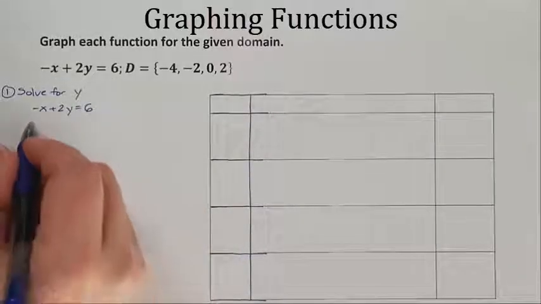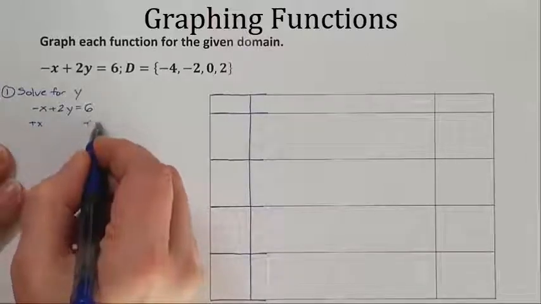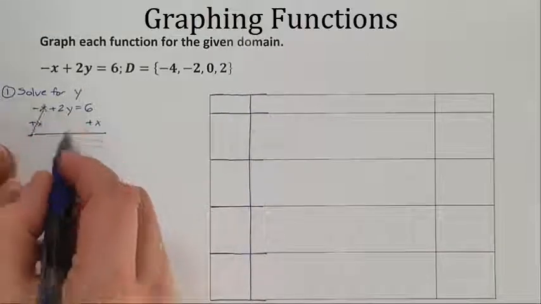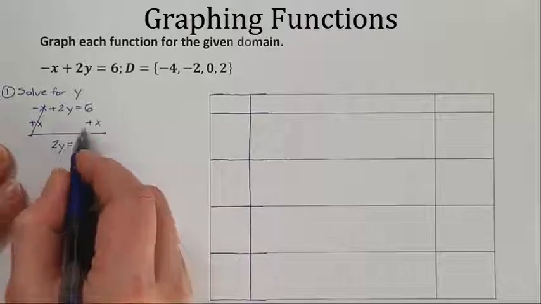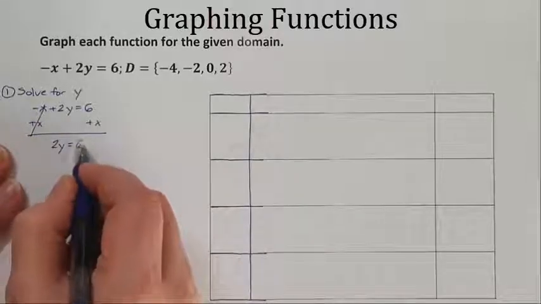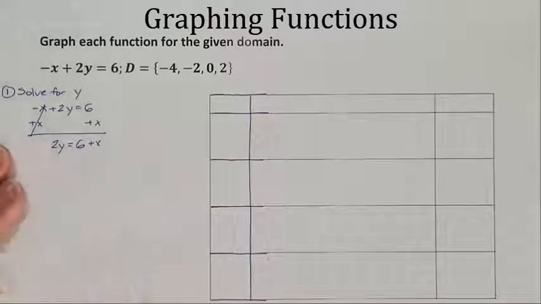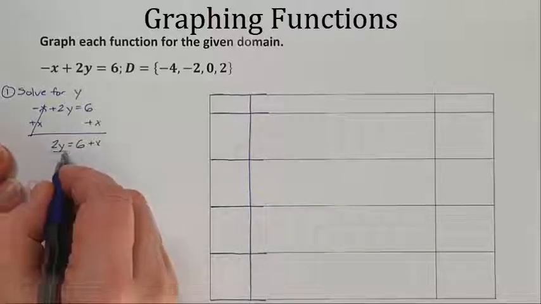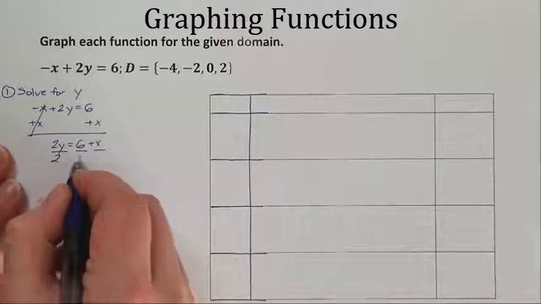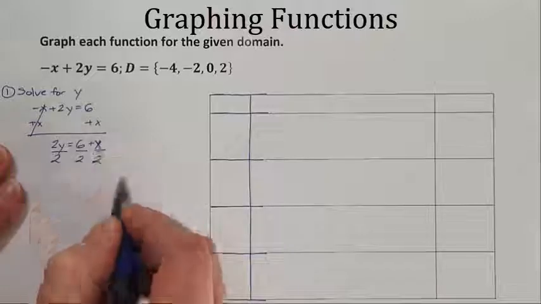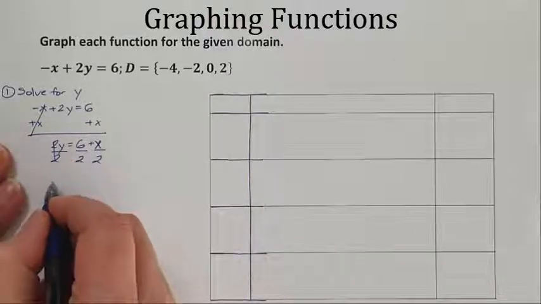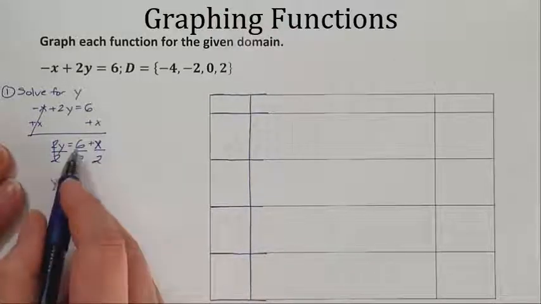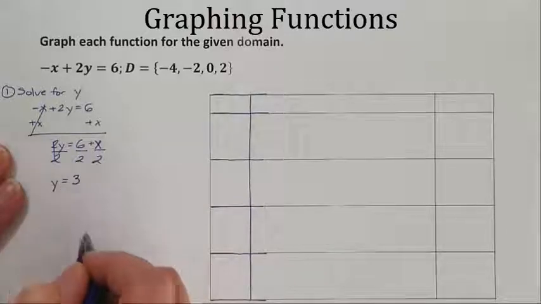So the first thing we need to do is add x to both sides. That gives me 2y equals 6 plus x. And I need to get y completely by itself, so I'm going to divide everything by 2. 2 divided by 2 is 1, so I have 1y equals 6 divided by 2 is 3.